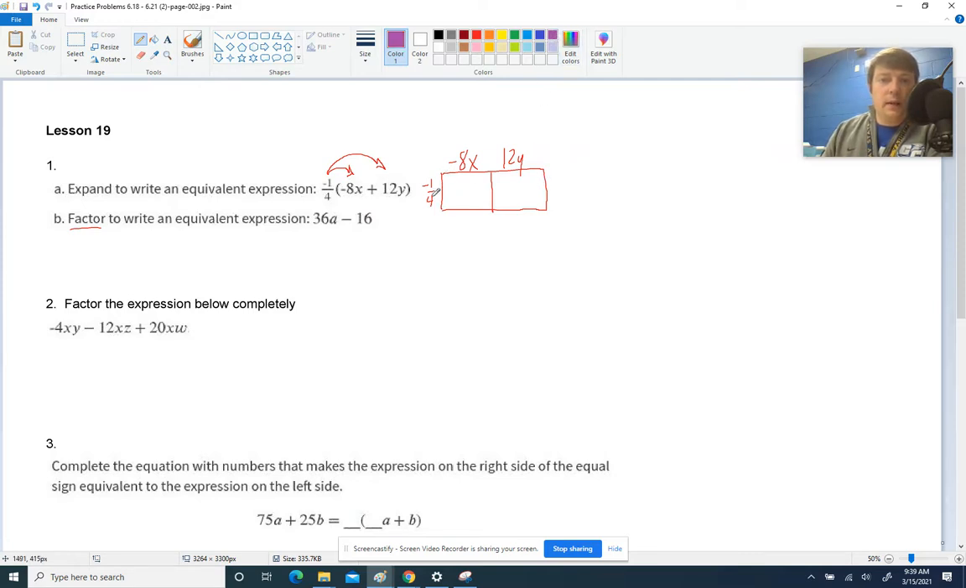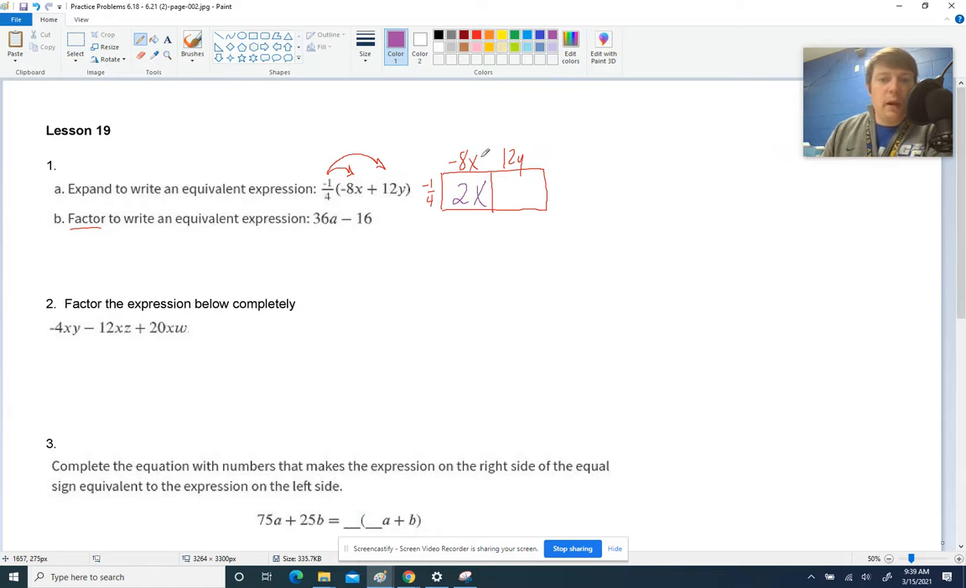So negative times a negative is positive, so we know this is going to be a positive x because the x is there and multiplied. We just have to find a fourth of 8. Well, that's just 8 divided by 4, which is positive 2. So when I multiply these two, I get 2x.